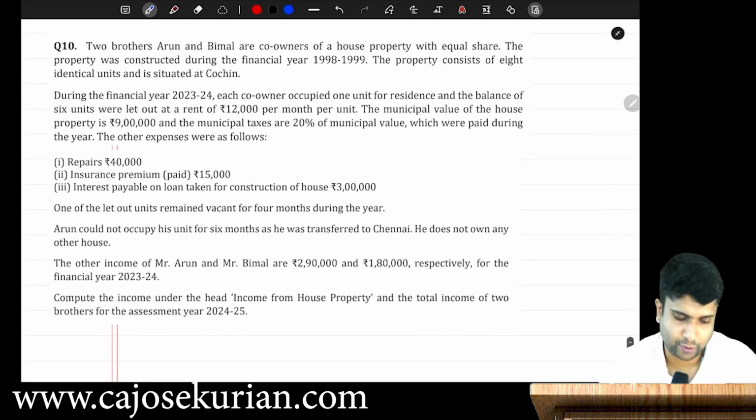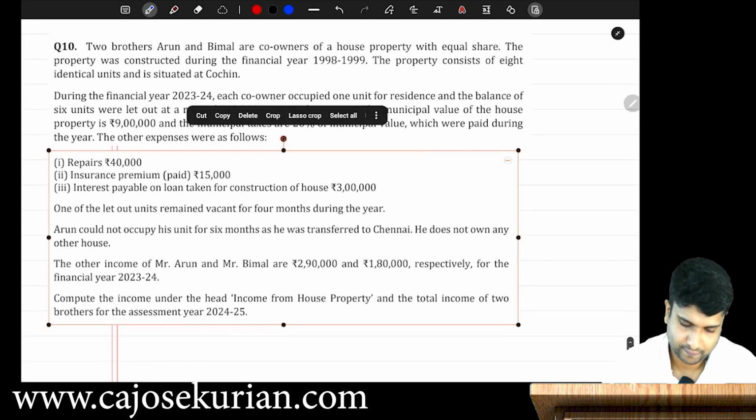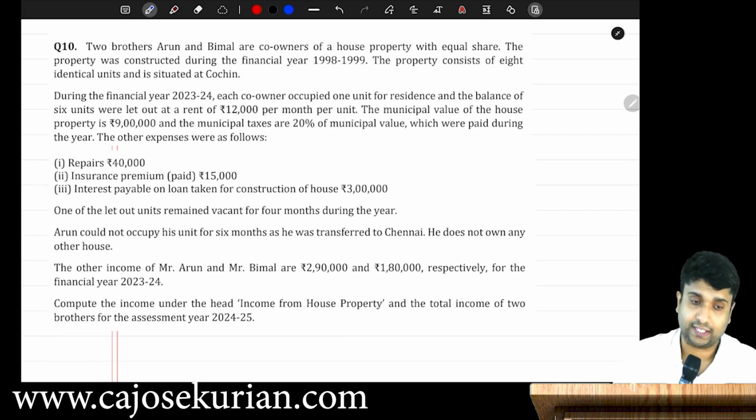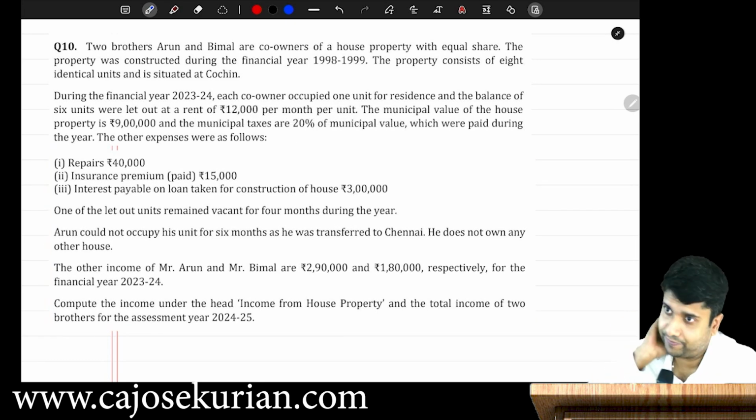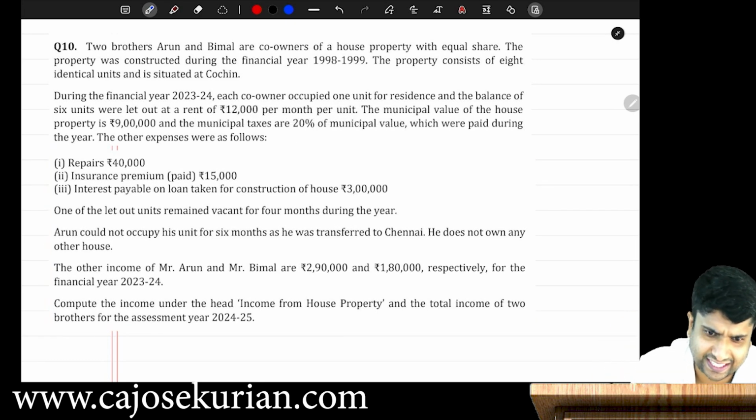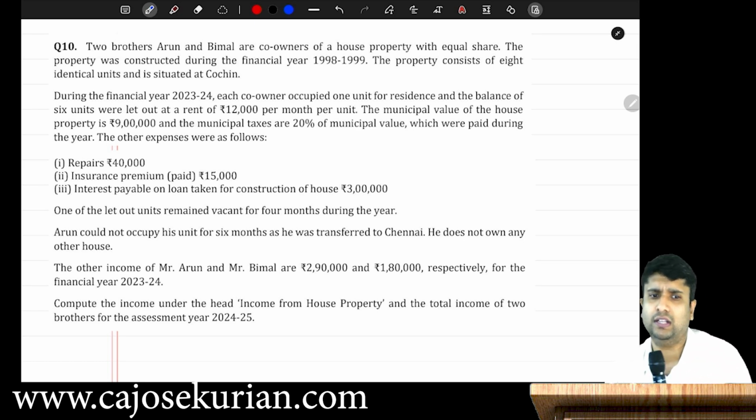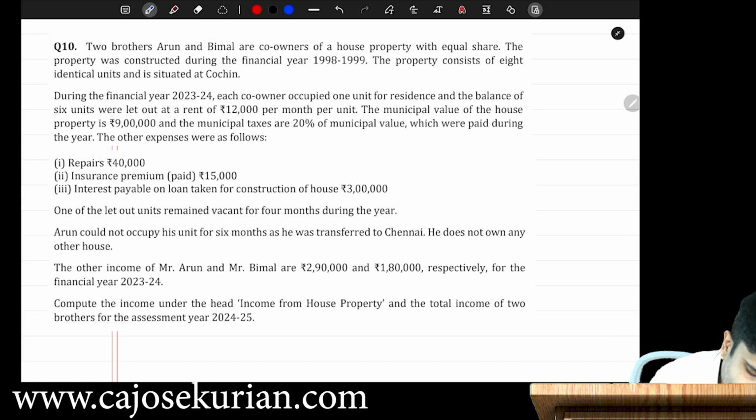Friends, can you read this question and give me the answer? It's a fantastic question, okay? It is not there in the question sheet. It's not a past exam question. If I'm not wrong, it will be either MTP or your study material question, okay?